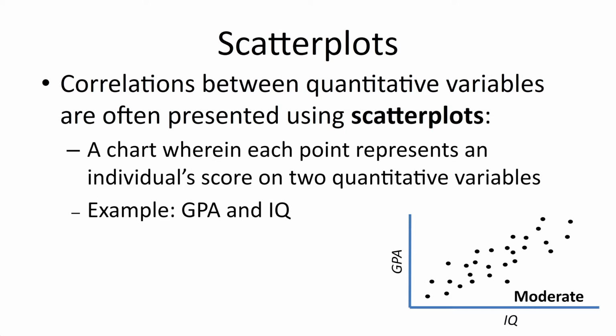So in this little example chart I have down here, you can see that the participants who scored low on their IQ test also scored low on their GPA. And the individuals who scored high on GPA scored high on IQ. So this would be indicative of a moderate strength correlation. The dots form an upward trend, but it's not a perfectly straight line. There's some variability there.